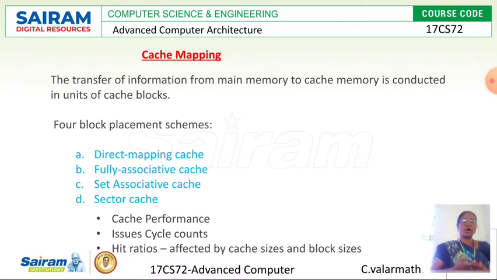There are four block placement schemes available. One is direct mapping cache, second is fully associative cache, third is set associative cache, and fourth is sector cache. So these are the four block placement schemes coming under the topic of cache memory. The first three are popularly used in many computer systems: direct mapping, fully associative, and set associative. We will see these mapping and placement schemes in detail.